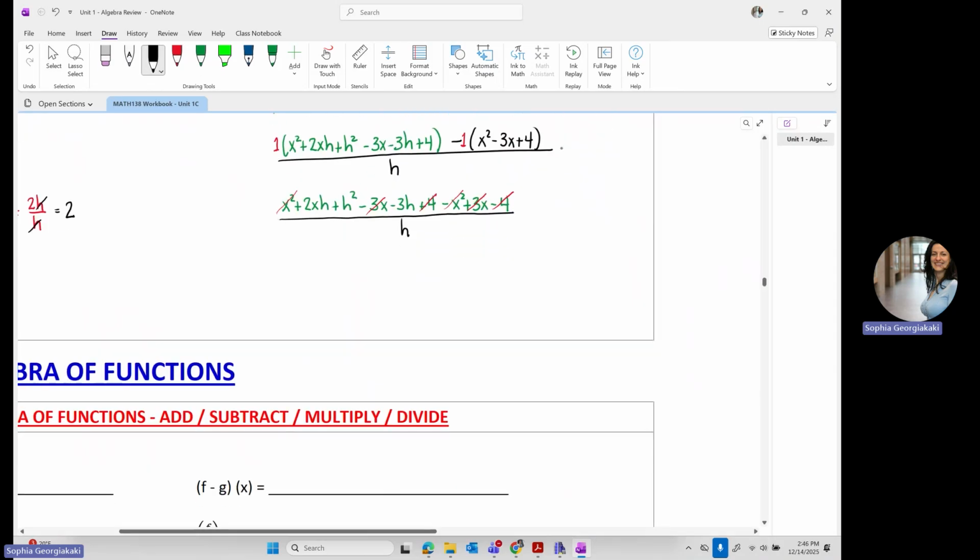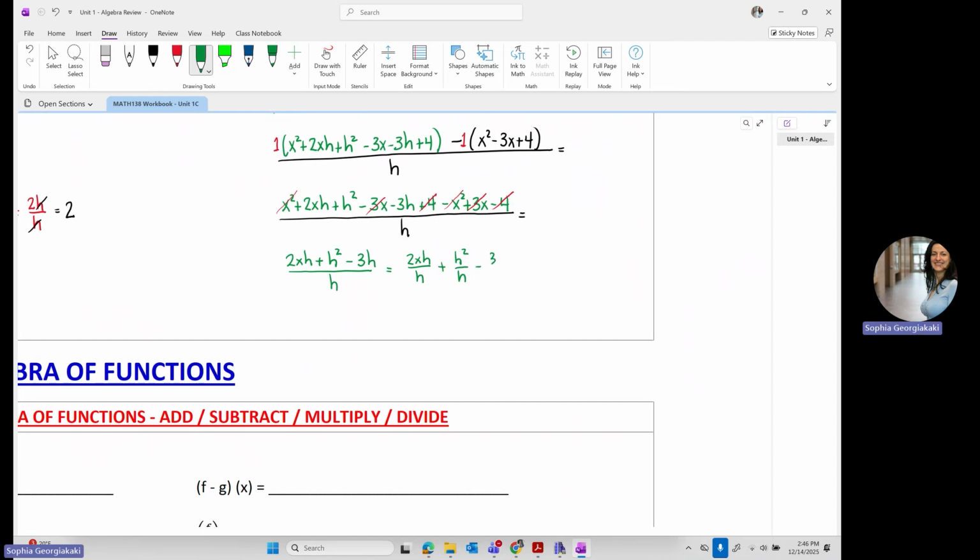And I will end up with 2xh plus h squared minus 3h divided by h. When a monomial divides a polynomial, it divides every term of the polynomial separately. So 2xh divided by h plus h squared divided by h minus 3h divided by h. And one of those h's will go, this h and that h will go. I will end up with my final answer, 2x plus h minus 3.